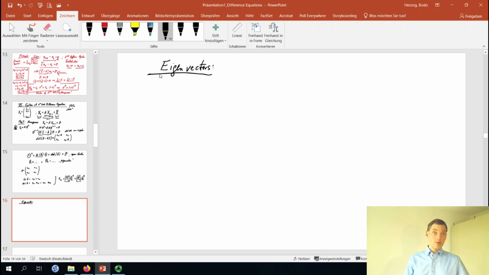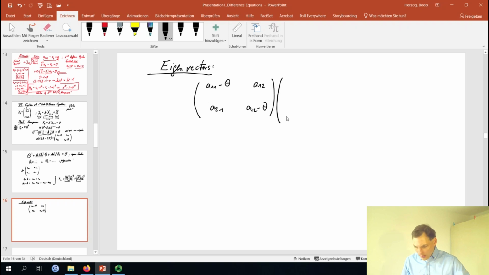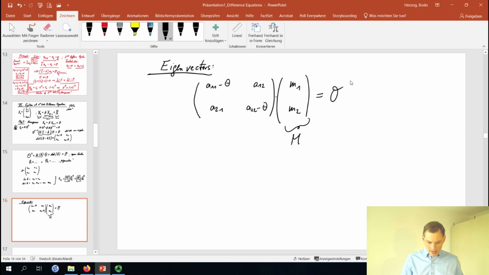of my difference equation? In principle, we come back to this matrix problem. So we here have the A2,1, the A1,2, the A2,2 minus theta. And now we look for elements m1 and m2, and this is basically my vector m, when this is 0. And we do this for both cases.